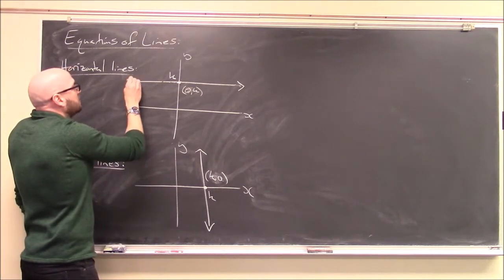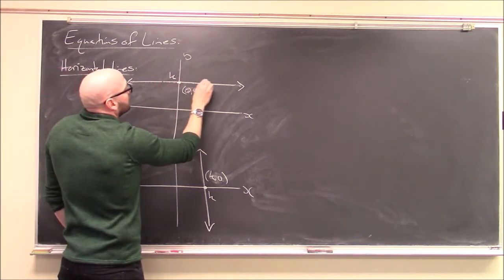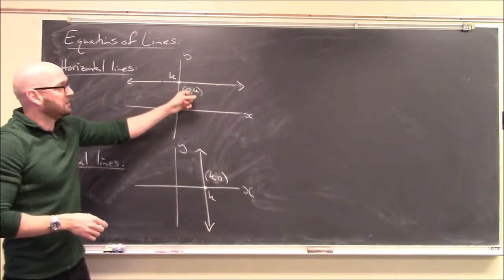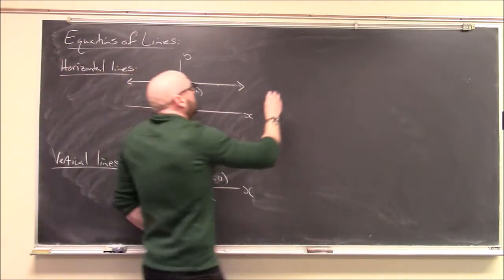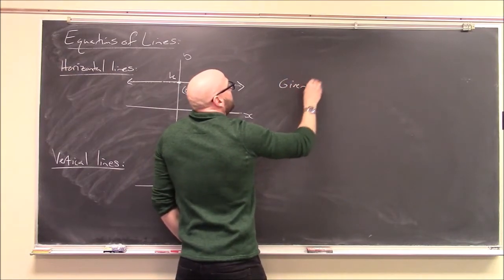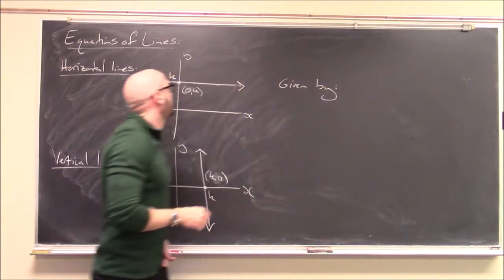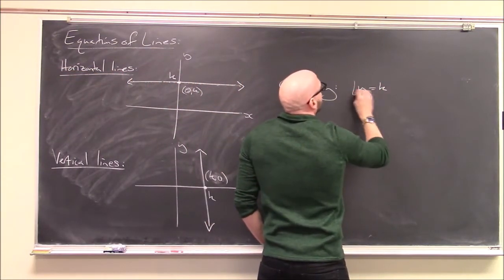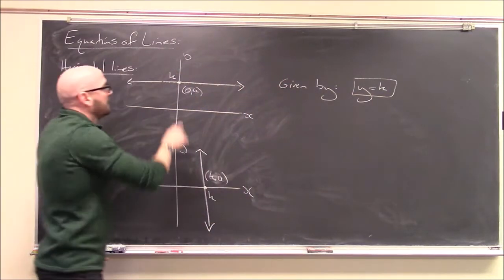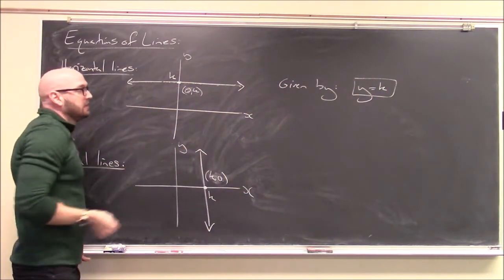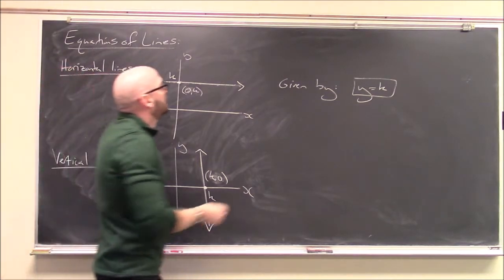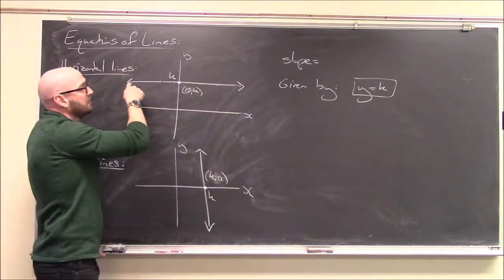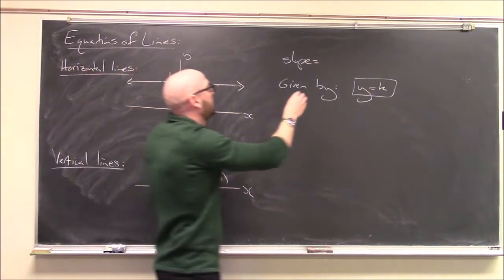And what's true about the y-coordinate of any single point on this line? Well, if it's horizontal, the y-coordinate never changes, right? The y-coordinate is always k. It's just x that changes freely. So this is given by a very simple equation, just y equals k. So all you need to know is that coordinate of the y-intercept, and there's your equation of the line, y equals k. By the way, what's the slope of this guy? Well, it's neither sloping up nor sloping down, so it has a 0 slope. Slope is 0.